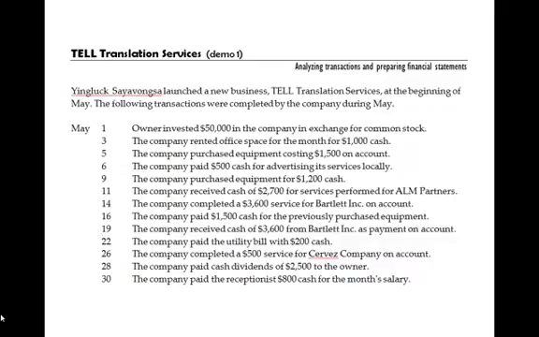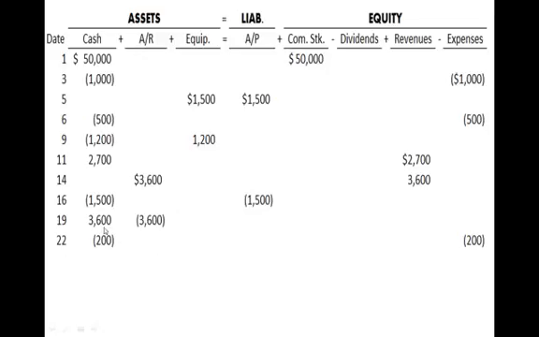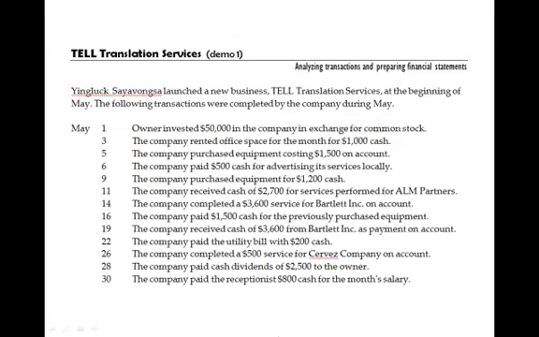On the 22nd, we paid a utility bill with $200 cash. Pay the utility bill. $200 going out of cash, right? Negative, decrease. $200 in utility expense.